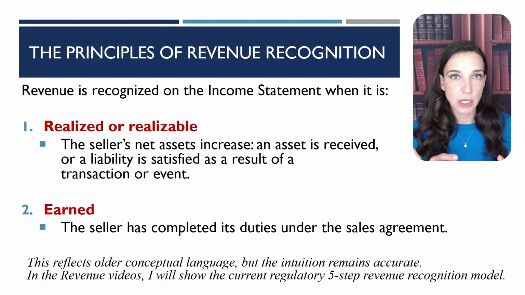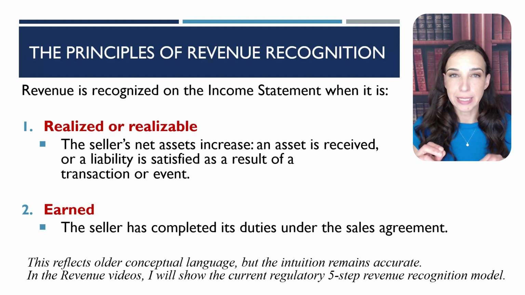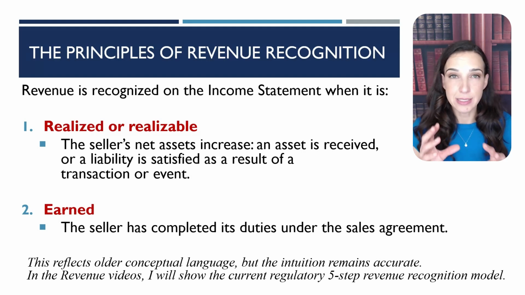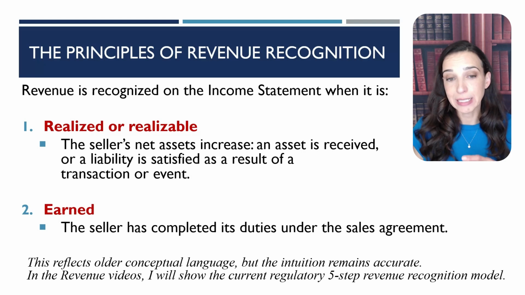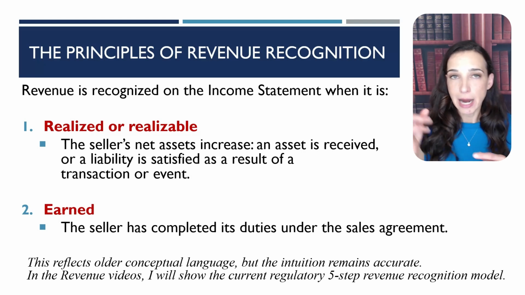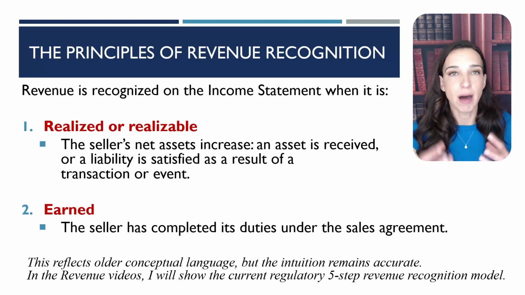Now, a little bit of a side note: if you're at all familiar with accounting regulation, you will recognize that this language, the two criteria, reflects older conceptual language that we used. We now have a new rule that has a new regulatory 5-step process. I will go over that in a video specifically on revenue recognition, but the intuition is actually the same. Our two main criteria, the way of thinking about sales, is: have I gotten paid or do I expect to get paid? And very important, have I actually done the job?